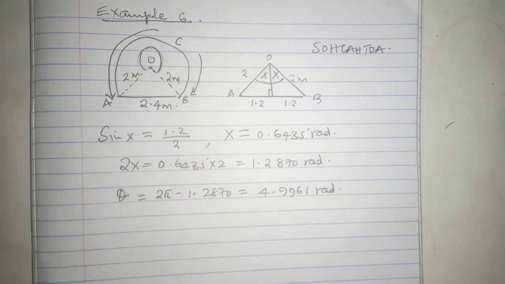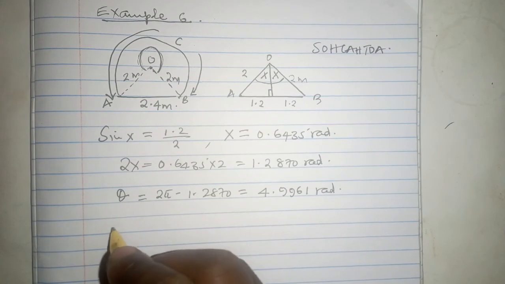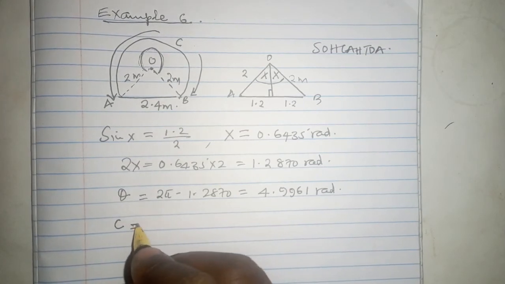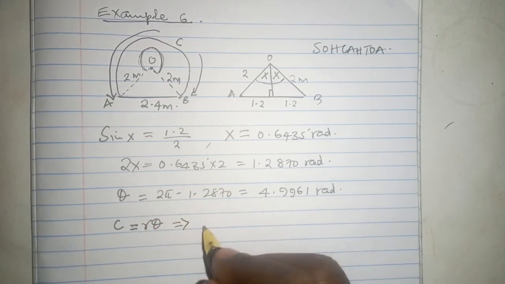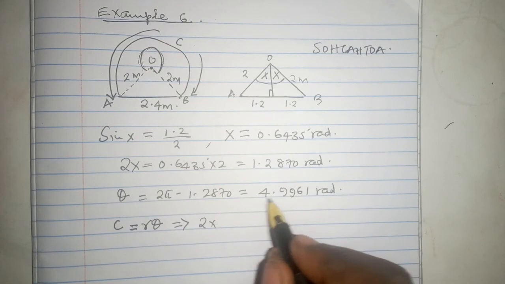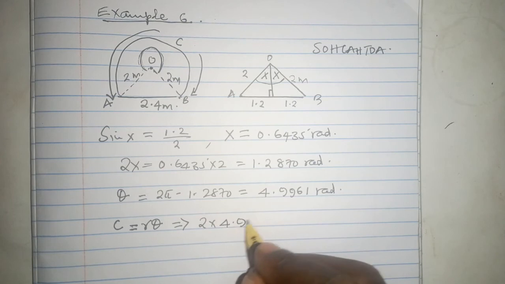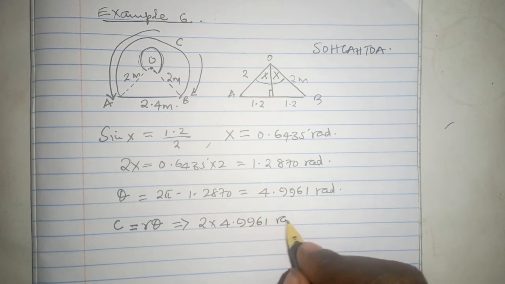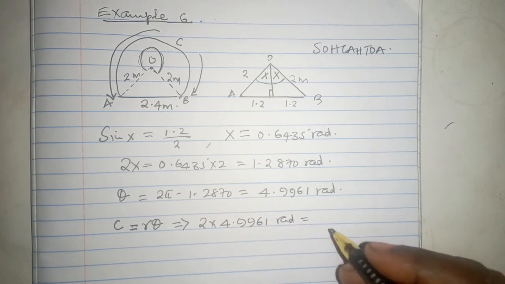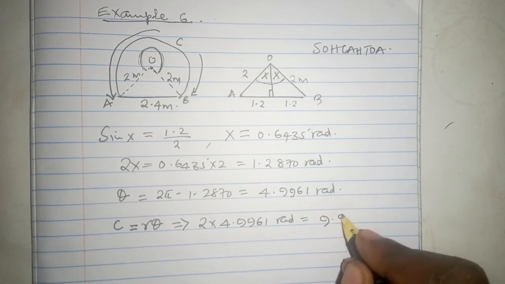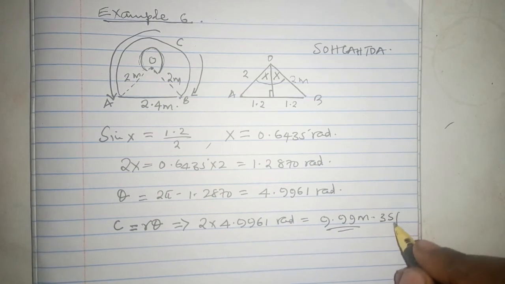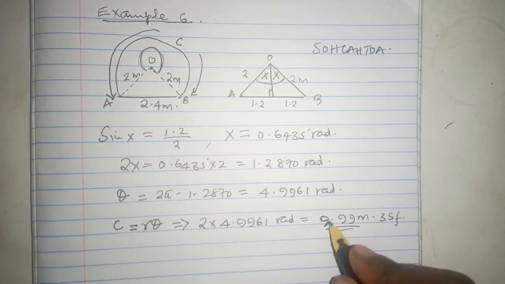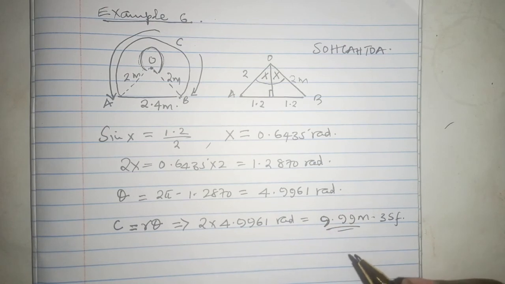Our work is now very easy, because the arc length C is going to be r theta. And what is r? It is 2 times the angle subtended by the arc at the center of the circle, 4.9961 radians. And of course, you realize that C is 9.99 meters, to 3 significant figures.